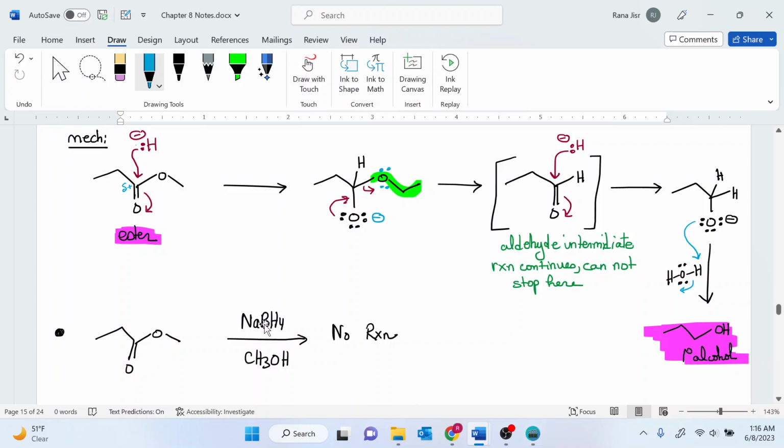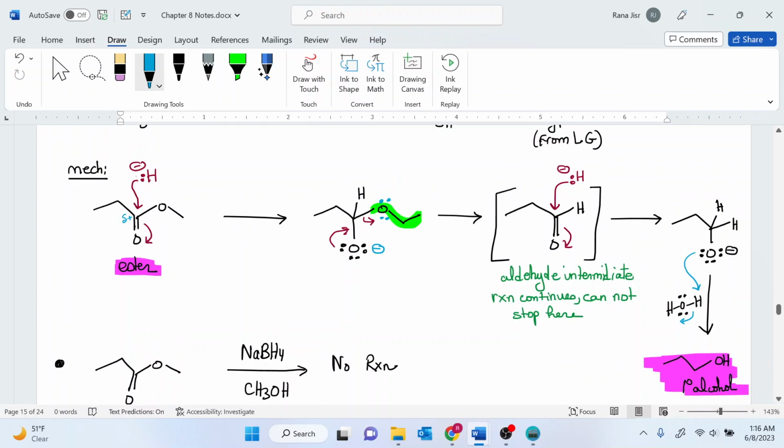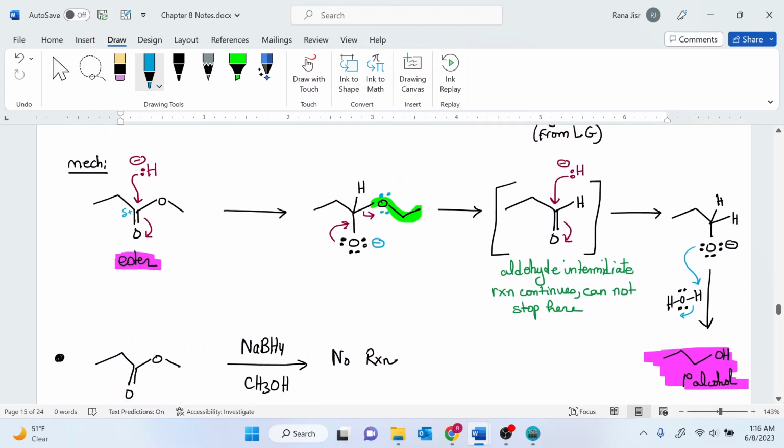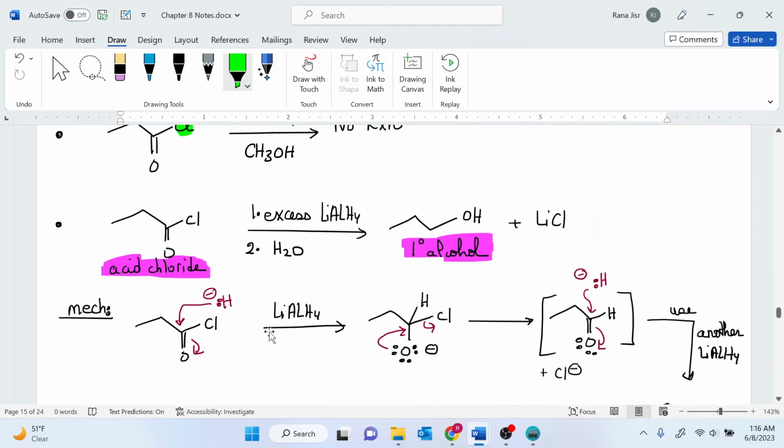With sodium borohydride, they have no reaction, because sodium borohydride cannot react again. This is why the reaction does not happen to start with. With acid chloride, same thing. Chlorine is going to be the leaving group. So with esters, the OR is the leaving group. With acid chloride, chlorine is the leaving group. But if you are working with sodium borohydride, there will be no reaction with both.